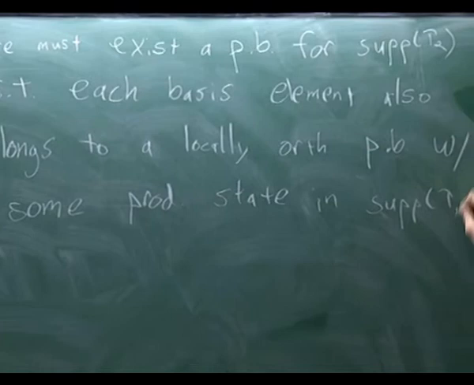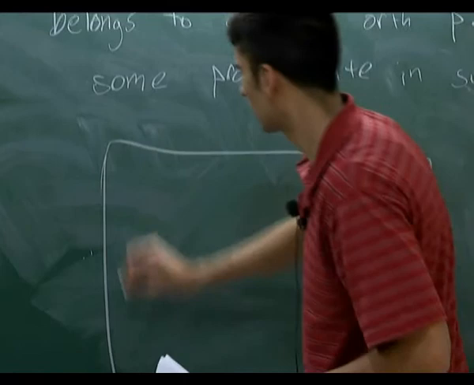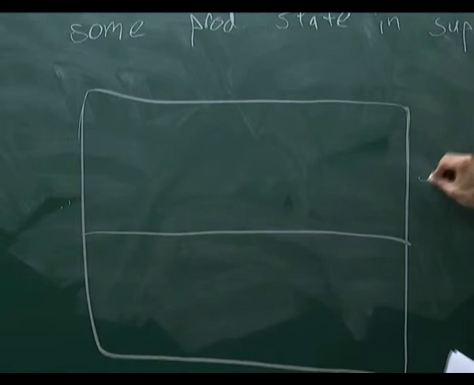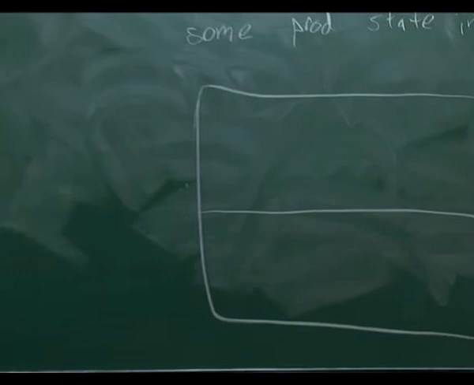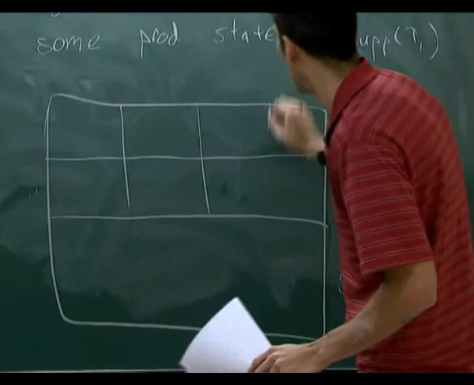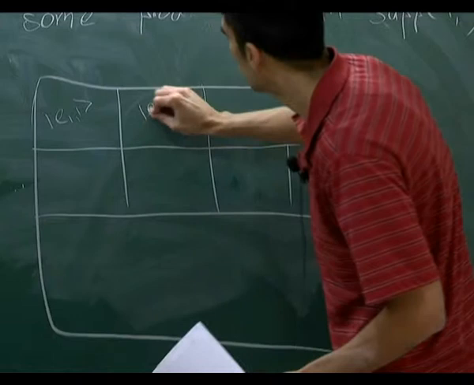Okay, a picture might help here. So here's our whole space, H, all right? And so this is the support of tau 2. These are disjoint, and here's the support of tau 1. And, okay, so from condition 1, we know that we must be able to cover the support of tau 2 with product eigenstates. So we need to be able to find, let's say these are our product states, E1, E2, etc.